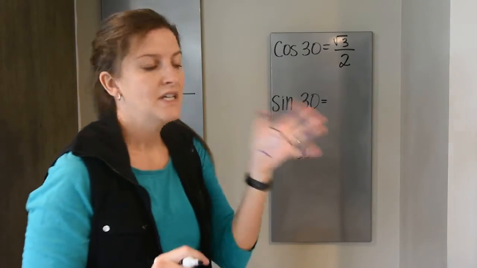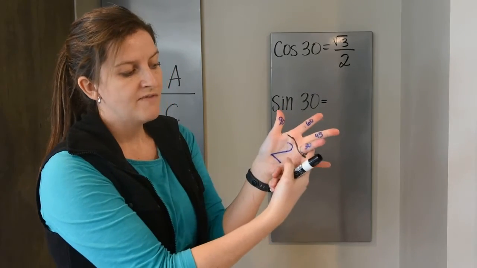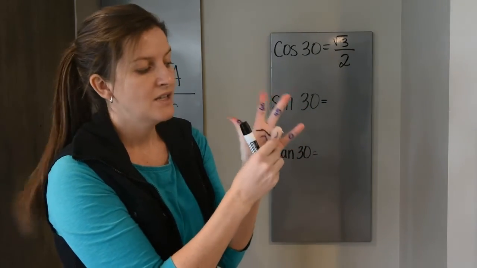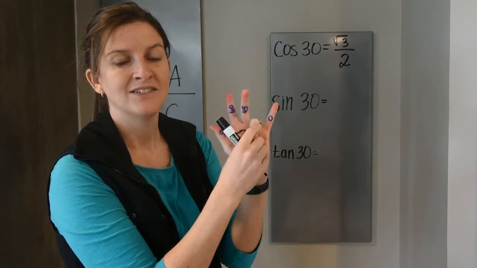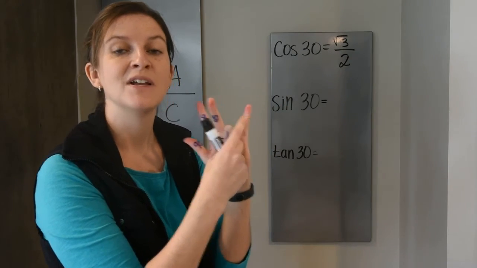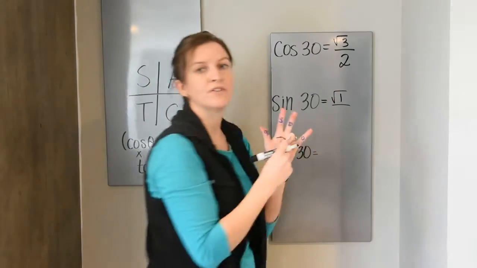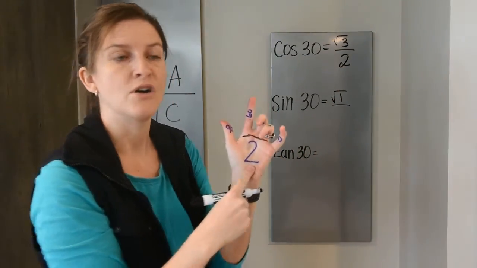All right, sine of 30. Again, I pull the same finger down because that's always my 30. Sine is your y coordinate. So this is your x, comma, y. So 1 is on the top. Always square roots on those. So square root 1 over the 2 on your palm.